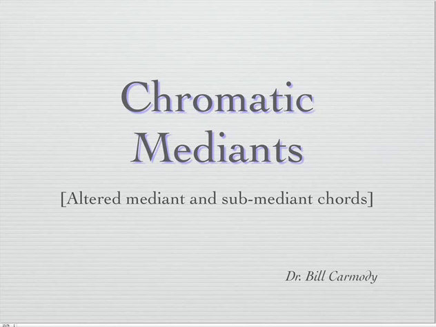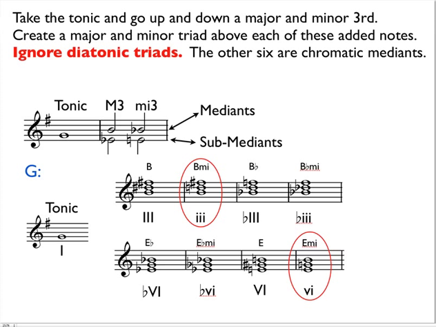Chromatic mediants are altered mediant and submediant chords which are generally used to prolong or extend the tonic harmony. To create chromatic mediants and submediants, first identify the tonic and then add the intervals of a major and minor third above the tonic and a major and minor third below the tonic.